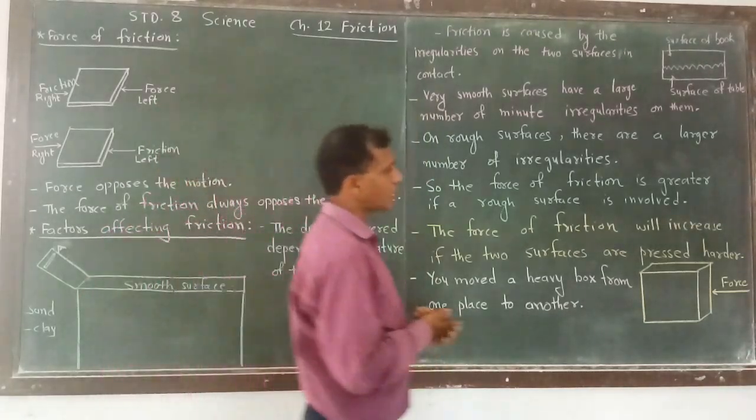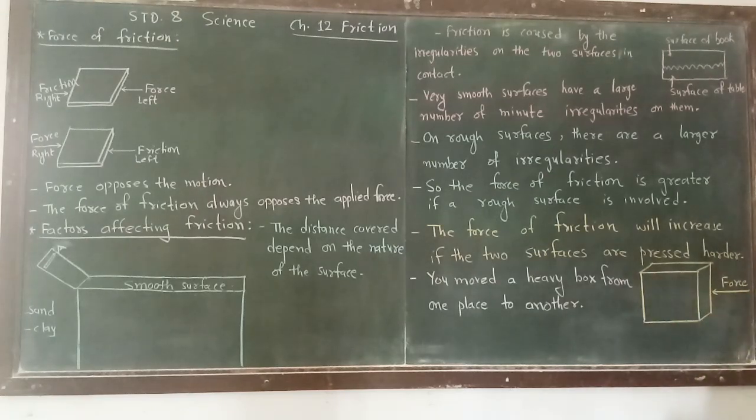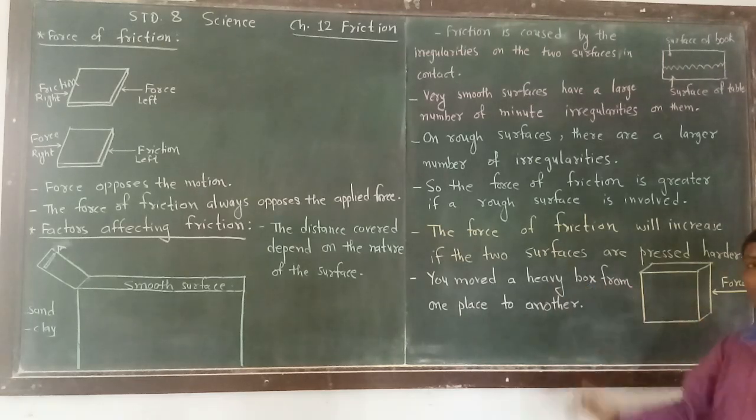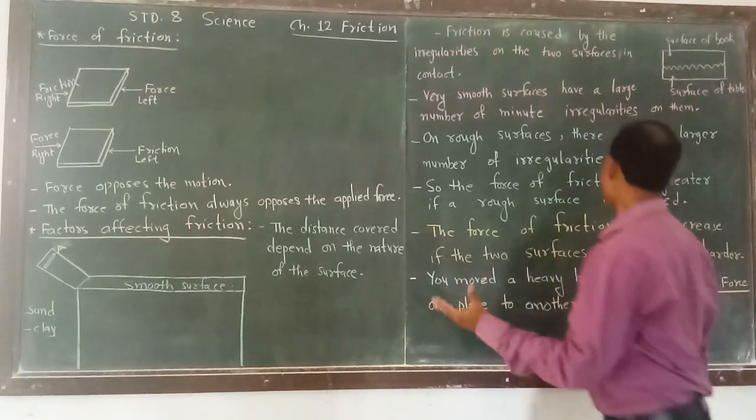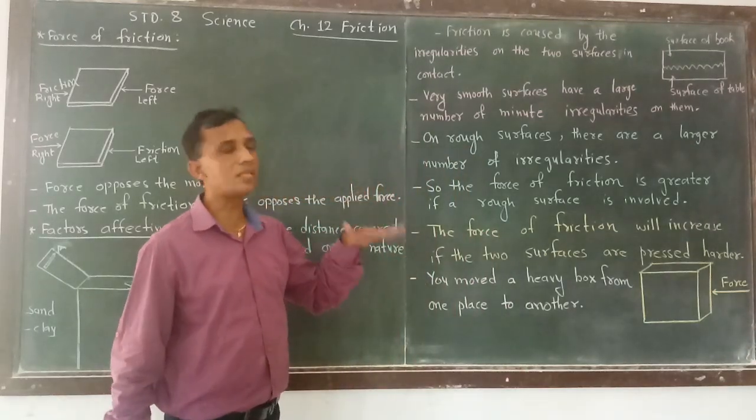Here we take an example: a large, heavy box. You have to apply force on the large box. So the force of friction will increase if the two surfaces are pressed harder.